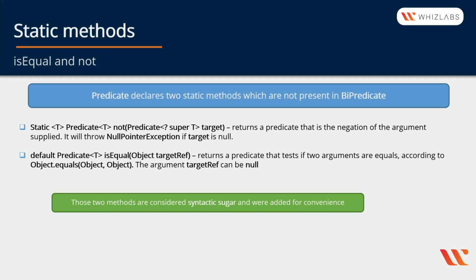Predicate also declares two static methods, which are not present in BiPredicate. The not method takes an instance of Predicate and returns a predicate that is the negation of the argument supplied. It will throw a NullPointerException if the argument is null. The isEqual method takes an object argument and returns a predicate that tests if the two arguments are equal, according to their object equals method. The argument targetRef can be null. Those two are considered syntactic sugar and were added for convenience, so we won't bother to dig deep into them, especially the second one. Now let's go to the demonstration.